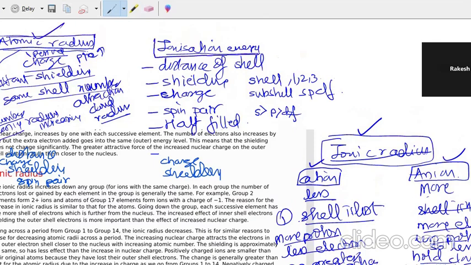Notice in ionization, we have to think of distance of shell. This comes from these atomic radii. Shielding, we also think of shielding here, but here we also think of shielding of subshells, SPDF, and the shielding of S is greater than P and D. We also think in terms of charge. We are also thinking in terms of charge in atomic radii, but we don't think of spin pair in atomic radii. We don't think of half filled, fully filled. So these factors are slightly different. The factors affecting ionization are slightly different, and of course they are related.